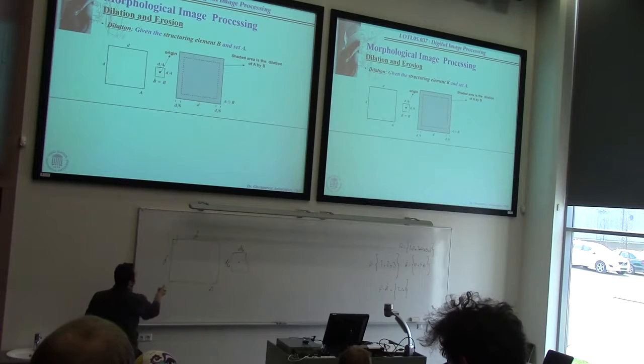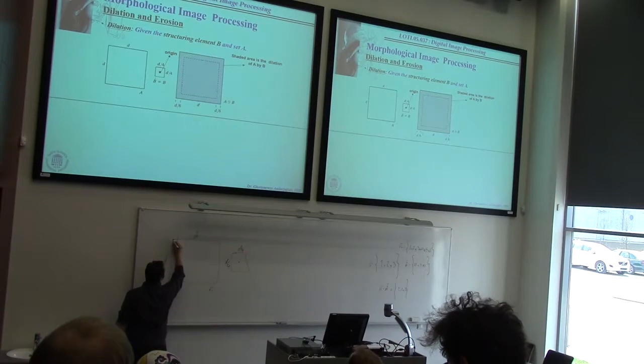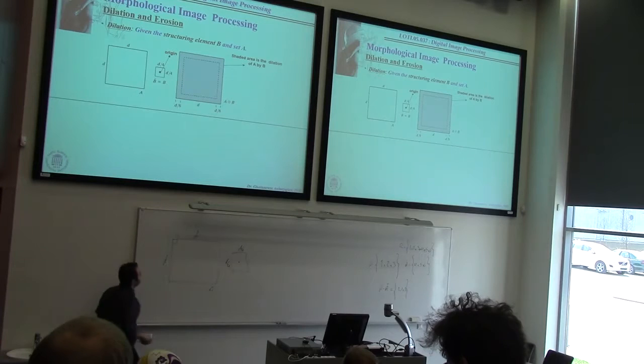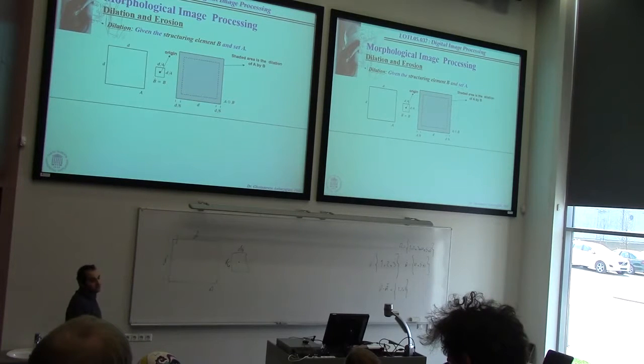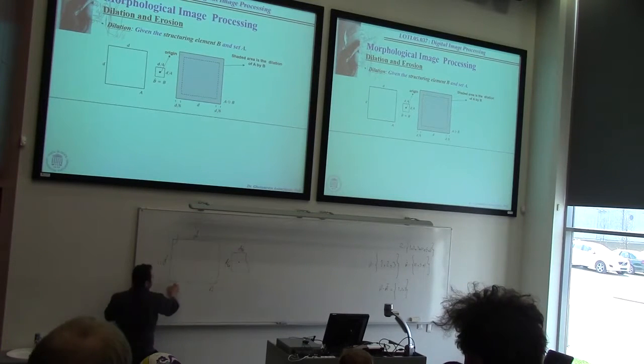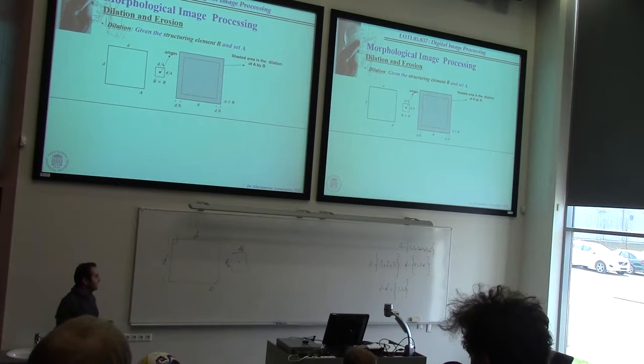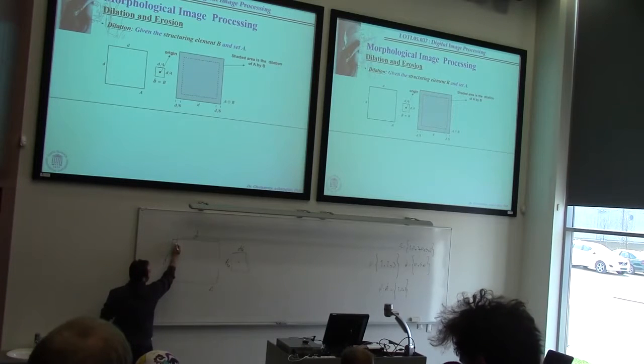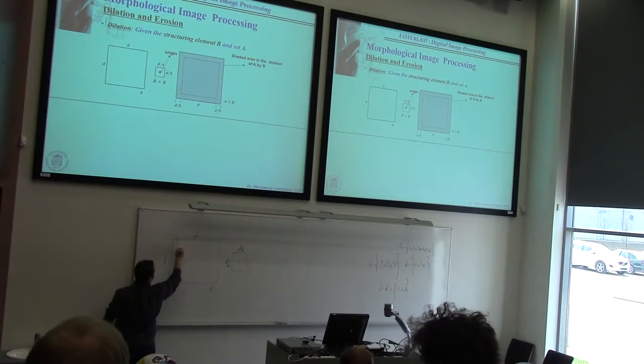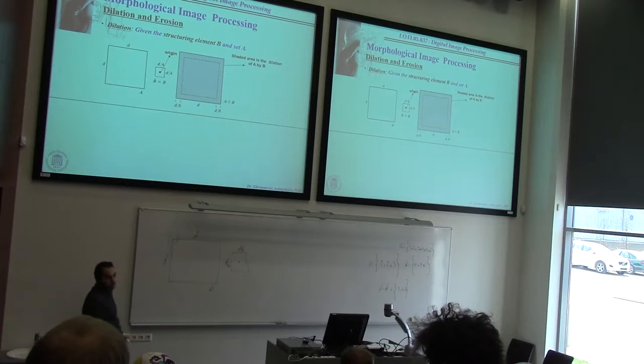Do you know what happens if I put the center here? After I go through the border and add these parts to the set of A or to the image, what happens if I put the center here? It means that we have this direction. What happened?